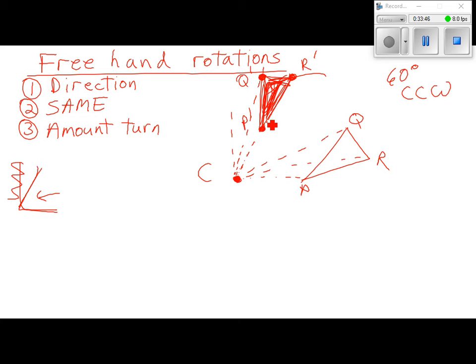Did I turn it the right direction? Yes. Went that direction? Is that counterclockwise? Yeah. Does it look like I turned it about 60 degrees? Yeah, probably. Does it look the same? Well, maybe not, but. Alright, so you got close. If you did this, I'd probably give you all 3 points. If I do it, yeah, I probably should have done a little better. Alright? But that's all you're going to have to do.